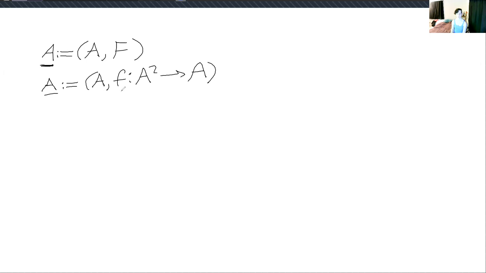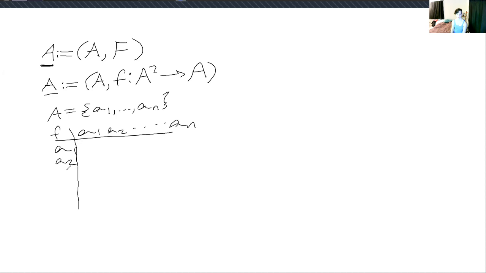And so, of course, we can give some canonical ordering to our set A if it's finite. Say that our set A is A1 through AN. So we have n elements in our set. Then we can draw the Cayley table for this operation F, which determines our magma A, where we have rows and columns indexed by the elements of A. And then for example, in this spot would be F of A1, A1, and then F of A1, A2, and so forth.